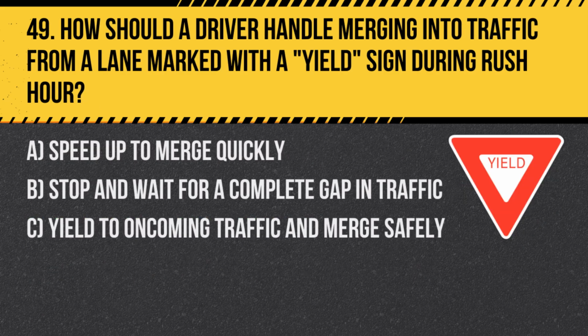Question 49. How should a driver handle merging into traffic from a lane marked with a yield sign during rush hour? A. Speed up to merge quickly. B. Stop and wait for a complete gap in traffic. C. Yield to oncoming traffic and merge safely.